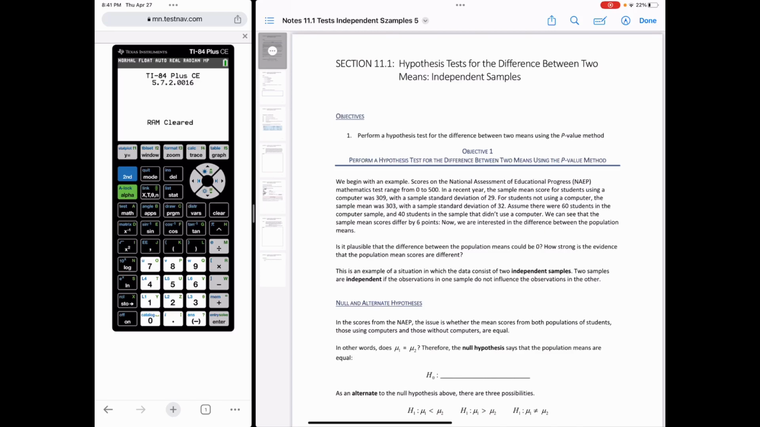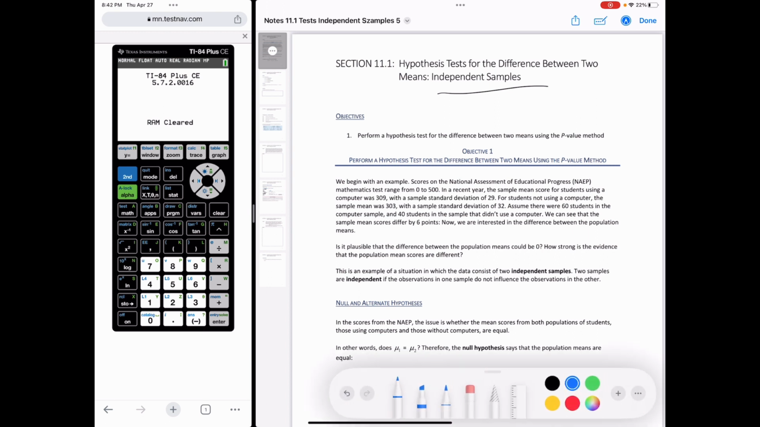What we're going to do in this section is talk about hypothesis tests for the difference between two means when we have independent samples. And we're going to start with an example.